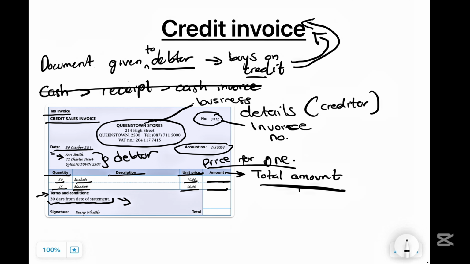Okay, and then the signature is the signature of the person who wrote this invoice. Here, by the total, we just want the total of all the items that this person has bought. Okay, remember here we want the total of the buckets, and then just underneath we want the total of the blankets. But here by total, we will want the total amount of all the things that they have bought, meaning we are going to add the total of the buckets and the total of the blankets together to get this total in the end.